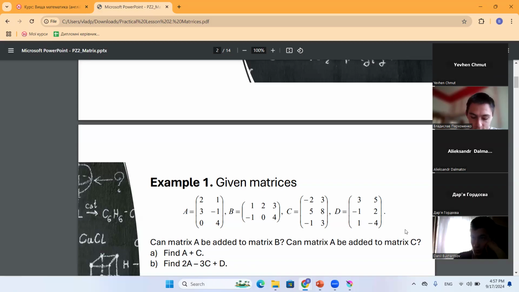Okay, so my answer is for question A, actually. A matrix plus C matrix equals 0, 4, 8, 8, 7, minus 1, 7. Correct. So it was easy. Maybe someone is ready with B, or you need some time for that? We need some time. Okay, let's wait for 2 or 3 minutes.